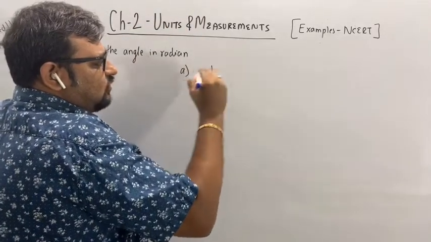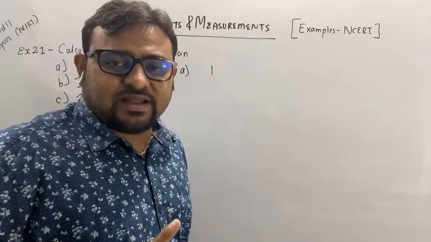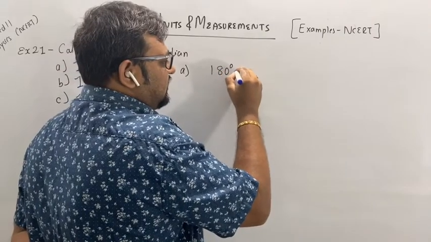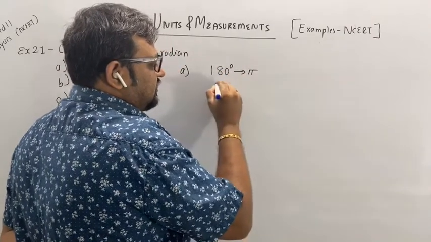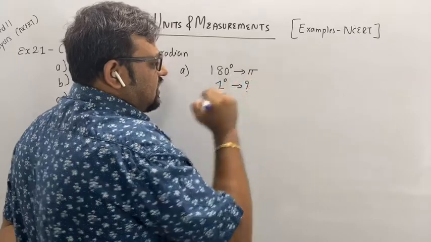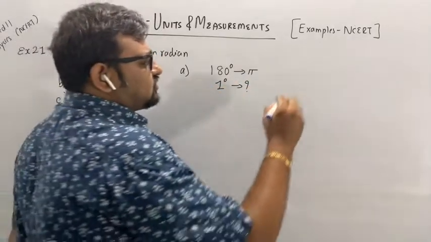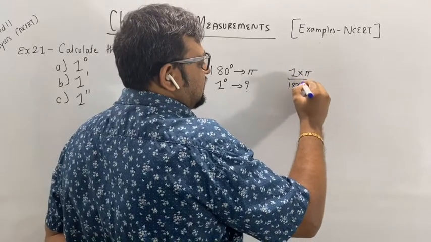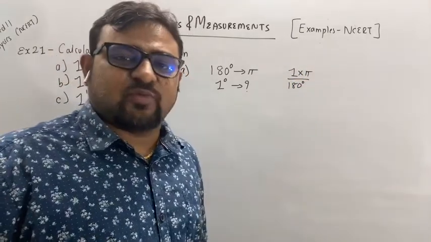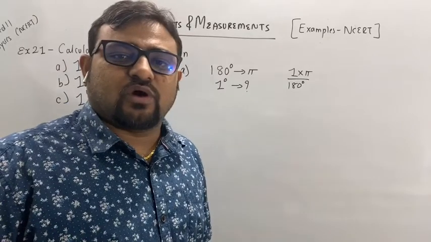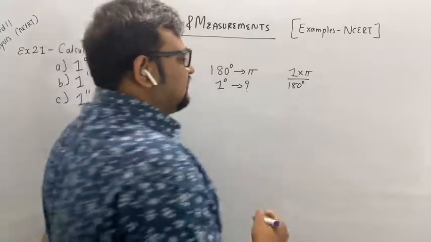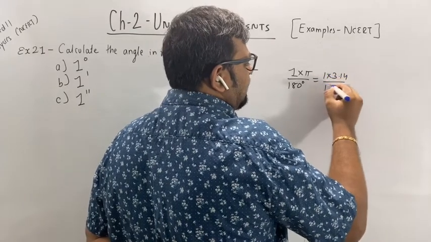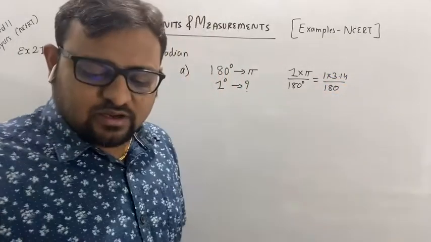First, let's solve. What was the method? 180 degree equals pi radian. So 1 degree, how much? Simple cross multiplication, 1 into pi upon 180 degree. You can take pi as 22 by 7 or 3.14. Let's finish it in short: 1 into 3.14 divided by 180. Clear? So what will be the answer?